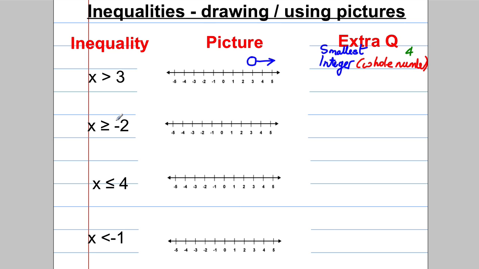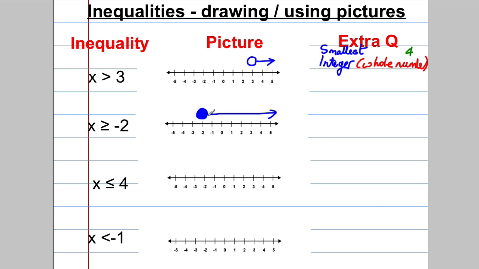Right, let's draw this one. x bigger than or equal to -2. Draw a circle at -2, your key point. You want bigger than or equal to, so you're looking this side here. Now, because it can be equal to, this time you colour in your circle to show it could be -2 as well as anything to the right of -2.